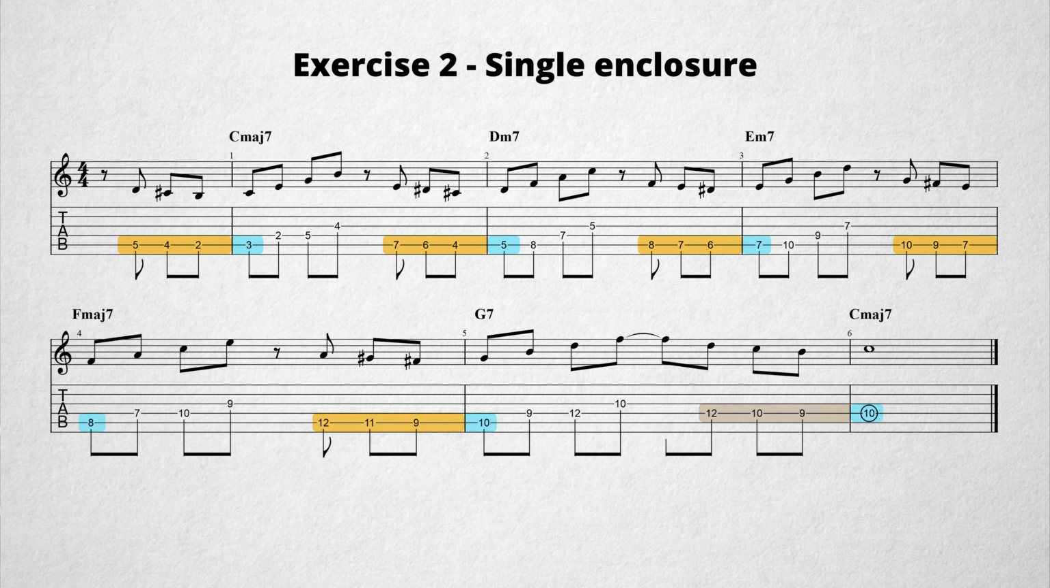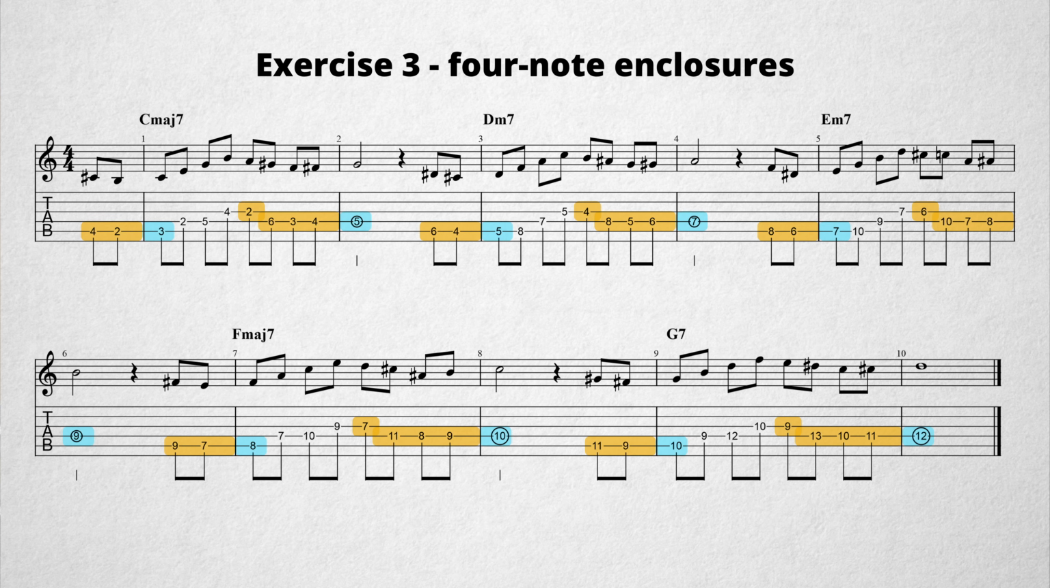The second exercise is a 3-note enclosure that starts after the beat. And in this way the target note is on the beat. The next exercise is a combination of 2 types of enclosures. The single chromatic enclosure and the double chromatic enclosure.